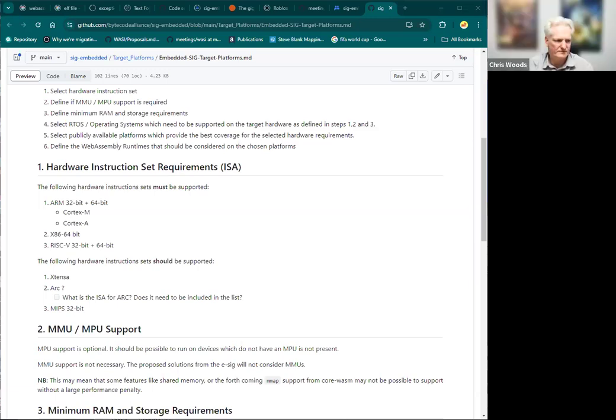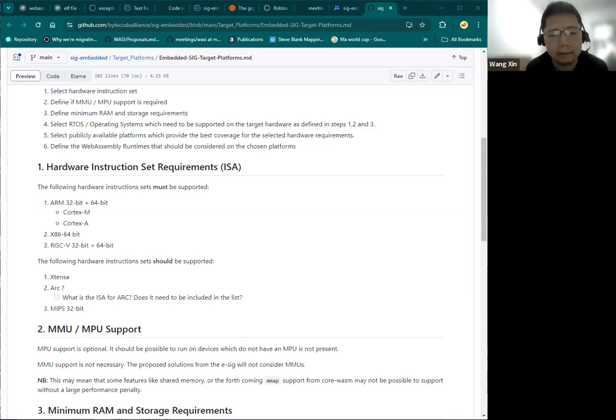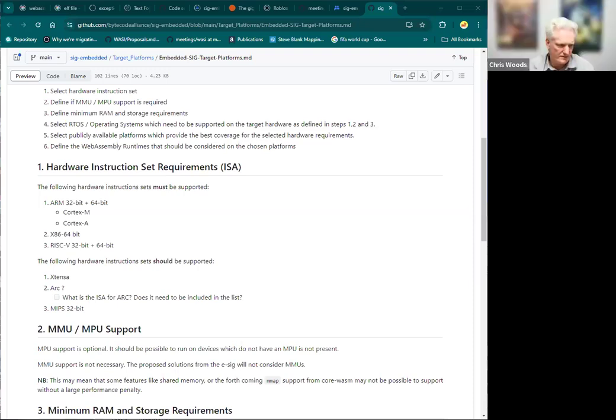Okay, so maybe we can remove it. I don't know. It sounds mostly exciting, and some CPU company would use that. Right, so then let's make a decision: Arc in or out?